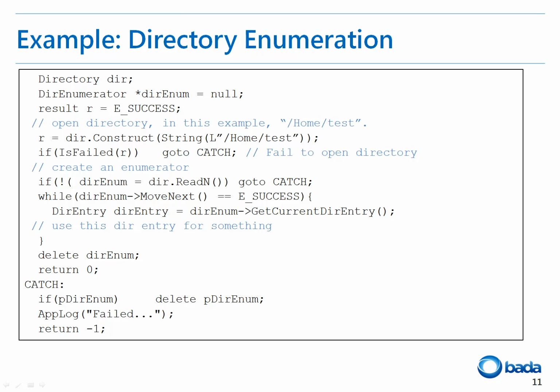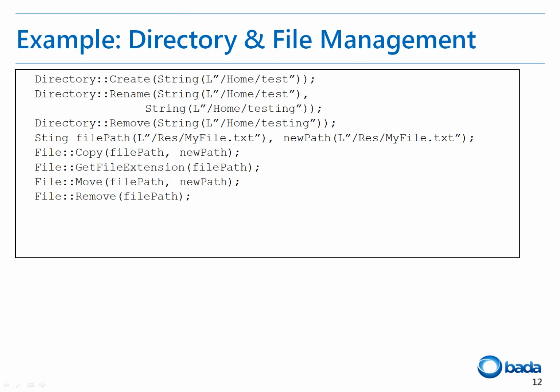In lines 9 and 10, we traverse through the files and directories under the test directory inside a loop using the enumerator. This example shows how to manipulate directories and files by using the static functions in the directory and file classes. To create a new directory, you can use the create function provided by the directory class. By passing the directory path to the create function, you can create a new directory.